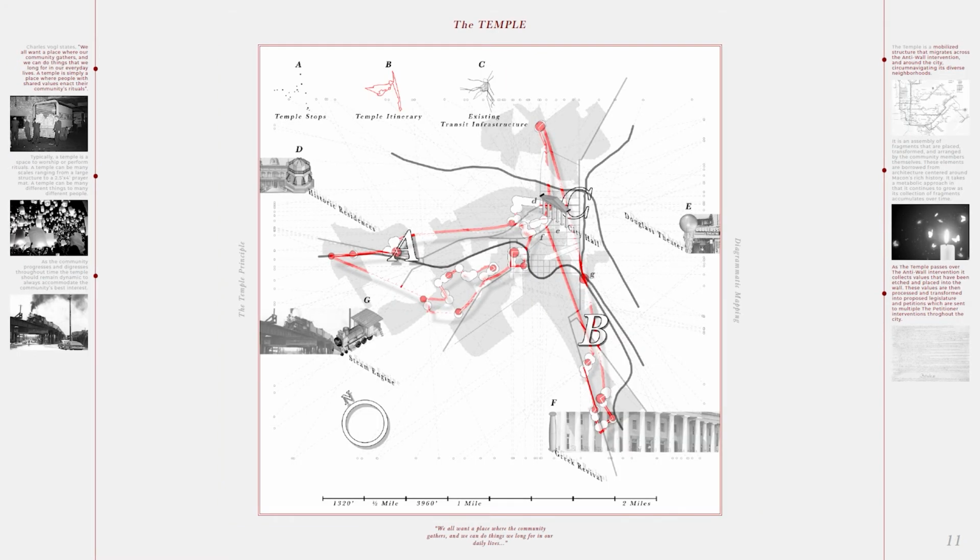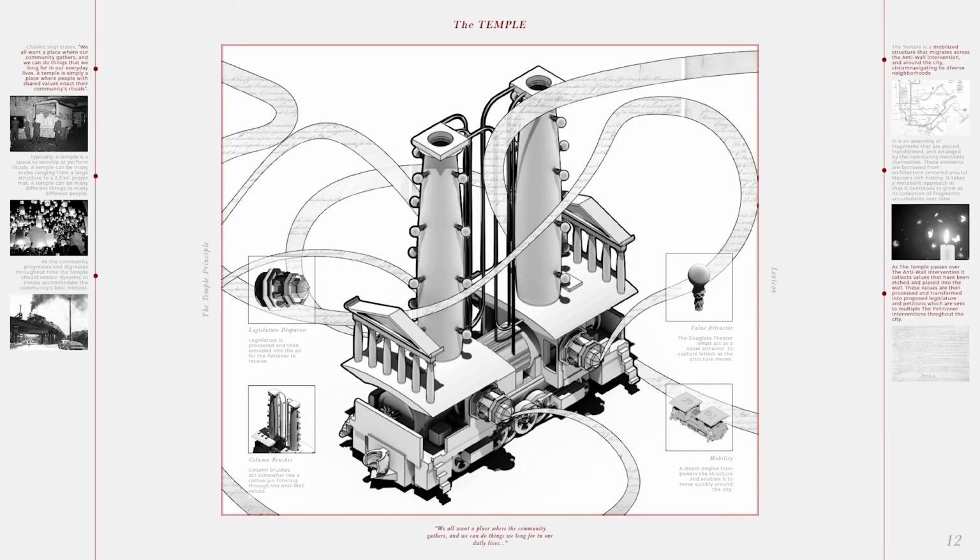To put it simply, a temple is a space to worship or perform rituals, and it can be many scales, ranging from a large structure to a small 2.5 by 4 foot prayer mat. The temple is a dynamic and moving instrument that should change as the community changes. This intervention is a mobilized structure that migrates across the AntiWall intervention and circumnavigates the city throughout its diverse neighborhoods. As it passes over the AntiWall, it collects values that have been etched into the wall and processes them, then turns them into proposed legislature or petitions.